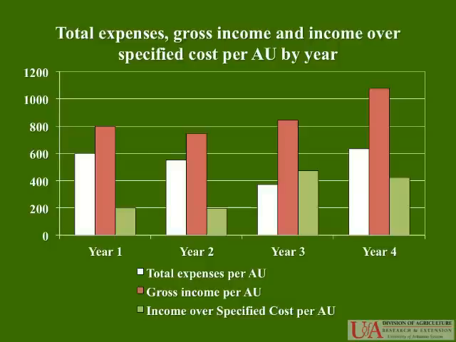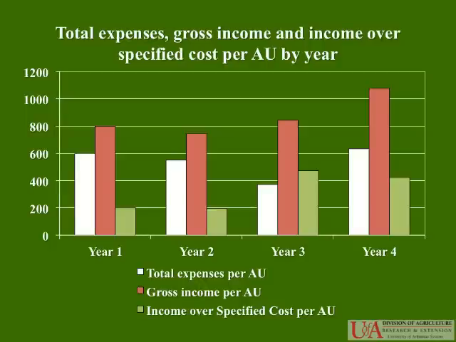Because we don't want producers to say, well, you're able to do that practice because you're the university. We can't do that. And so we try very much to manage it just like the producer would. Gross income per animal unit was going up the right direction.